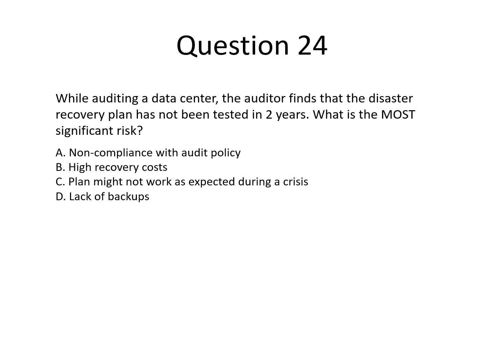Question 24. While auditing a data center, the auditor finds that the disaster recovery plan has not been tested in 2 years. What is the most significant risk? A. Non-compliance with audit policy. B. High recovery costs. C. Plan might not work as expected during a crisis. D. Lack of backups. The correct answer is C. Plan might not work as expected during a crisis.